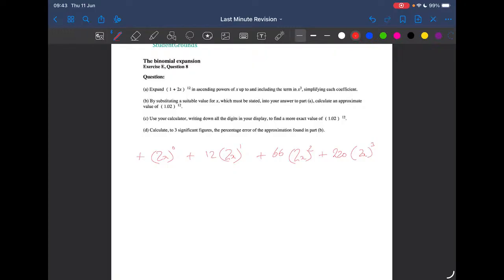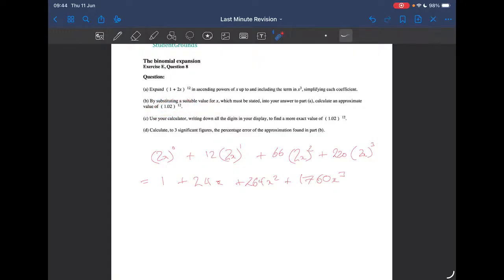Add all of these together. What are we going to get? Well, the first one is always just 1. The second one, 2 times 12 is 24. Now we have 4 times 66, which is 264. And then 220 times 8. What do we get? 1760. Looks good to me.